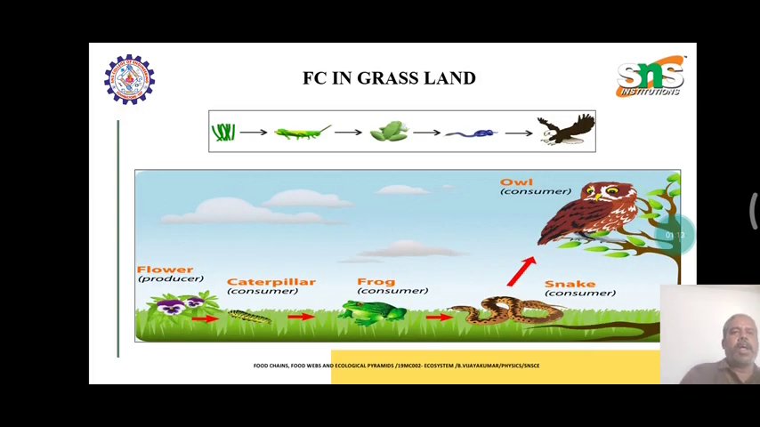Then, food chain in a grassland. The food chain differs place by place, and one is in a grassland. The grassland chain starts from the flower, caterpillar, frog, snake and owl. The flower is a producer, and the caterpillar to the owl are the different consumers: primary, secondary and tertiary.